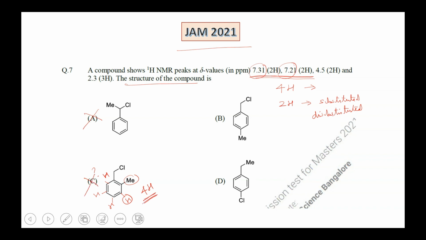Now among B and D, the methyl attached to the aromatic ring will be around 2.3. The two CH2 hydrogens attached to chlorine on one side and sp2 hybridized benzene on the other side come around 4.5. Whereas in this compound, CH2CH3 attached to a benzene ring will come around 2.3, not 4.5. So D is wrong. So option B is the right answer.